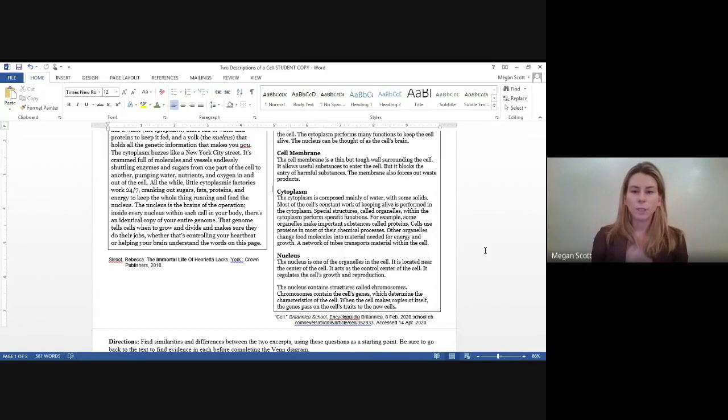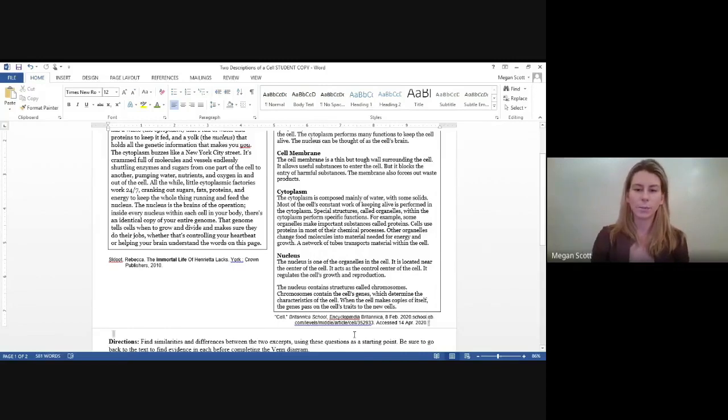Nucleus. The nucleus is one of the organelles in a cell. It is located near the center of the cell. It acts as the control center of the cell. It regulates the cell's growth and reproduction. The nucleus contains structures called chromosomes. Chromosomes contain the cell's genes, which determine the characteristics of the cell. When the cell makes copies of itself, the genes pass on the cell's traits to the new cells.